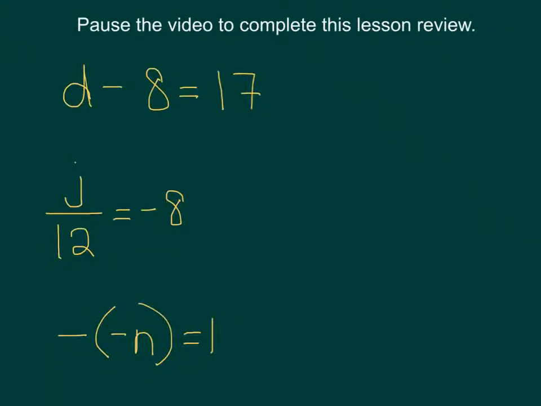So pause the video to complete the lesson review. Make sure that you're showing all of your work. Sometimes this can be a little bit tricky. Always remember that whatever's happening to the variable, you do the opposite to cancel it out. Whatever you do to one side, you must do to the other.